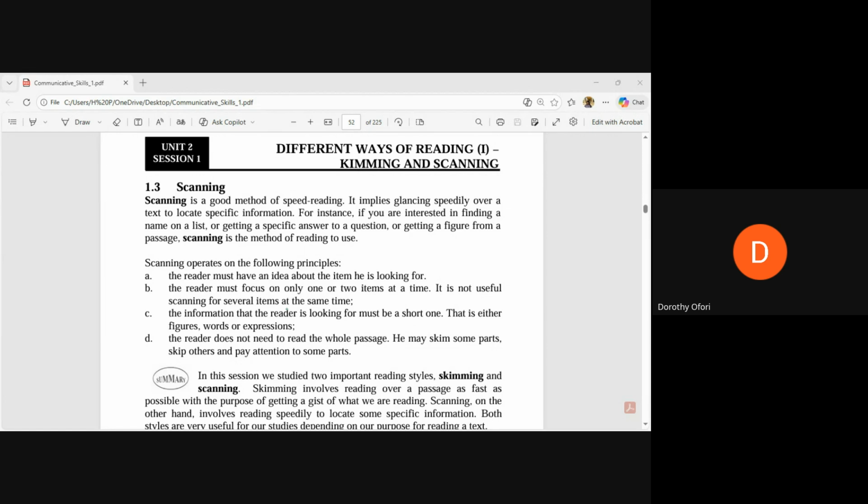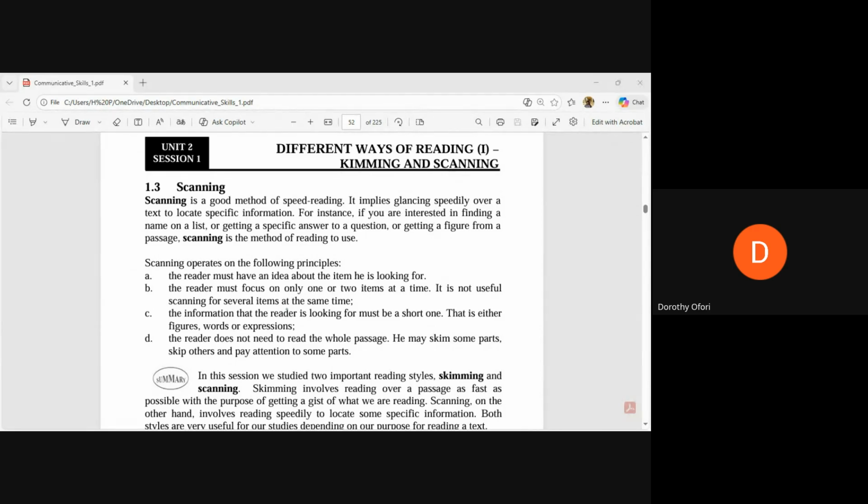Now, the last principle is that when you are reading, or when you are scanning, you don't have to read the whole passage. I think we've discussed this. You can skim, which means that you can read a passage, but you don't read the entire passage to look for a particular word. So normally we just glance through, okay, and then identify the important information we are looking at.